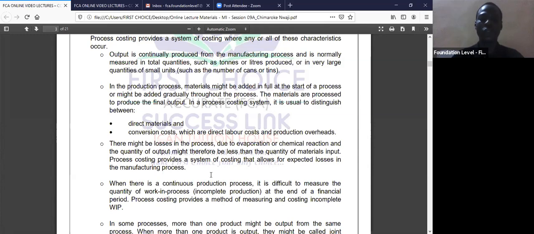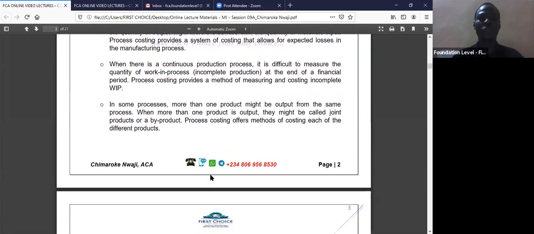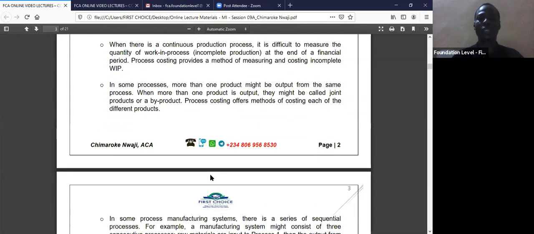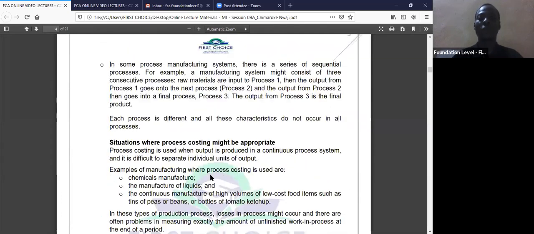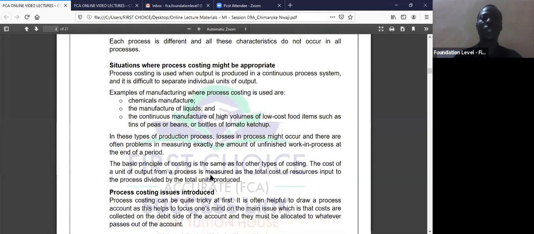So we then go on to talk about the situations in which process costing might be appropriate. We saw examples include chemical manufacture of liquid, the continuous manufacture of high volumes of low-cost foods such as, like I mentioned, bread.